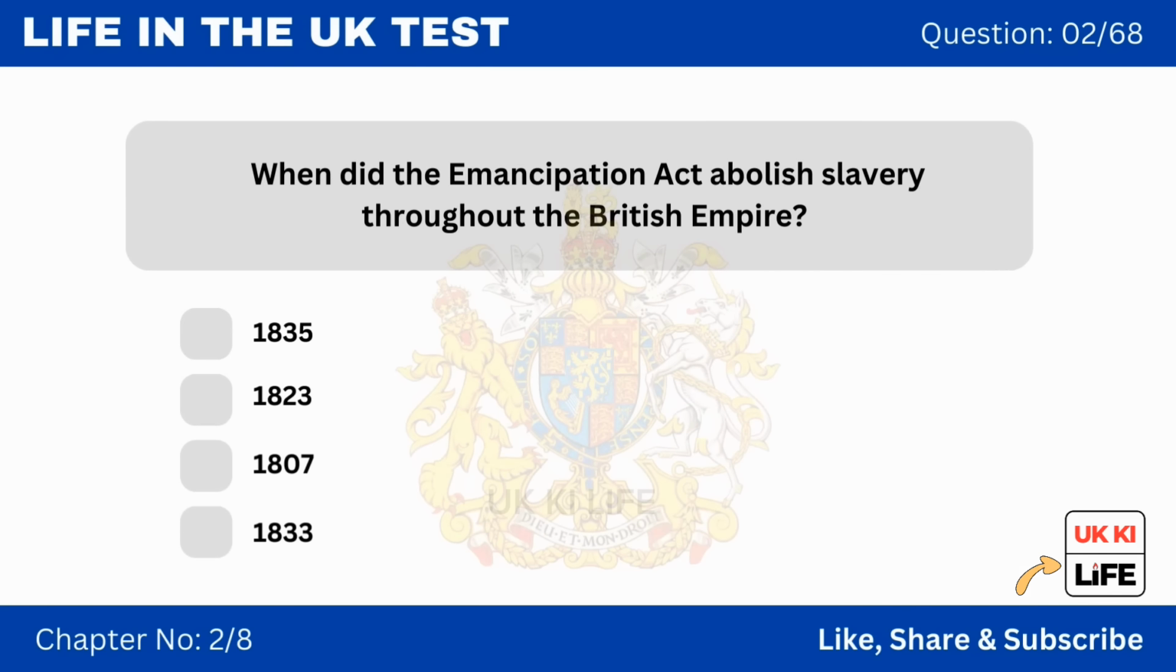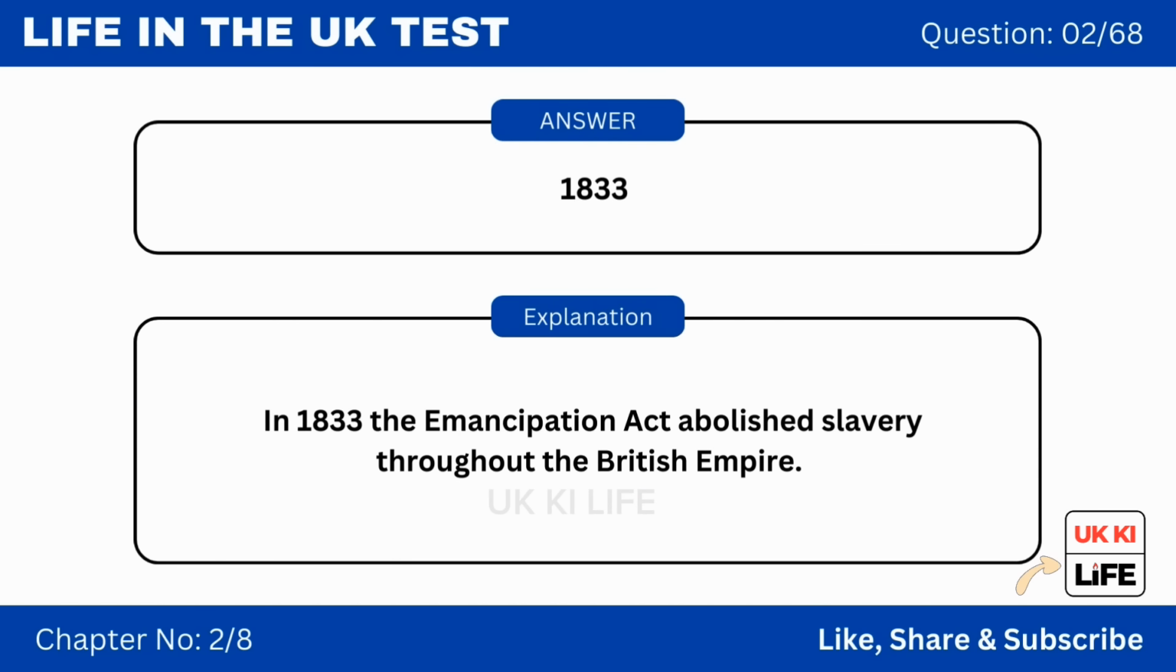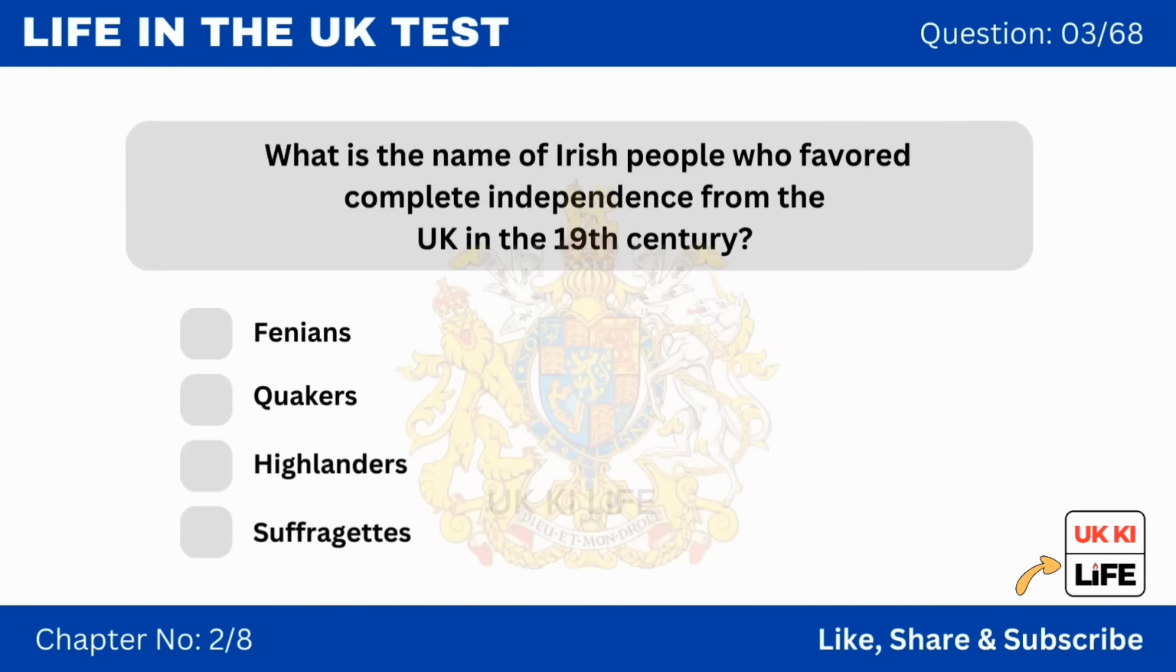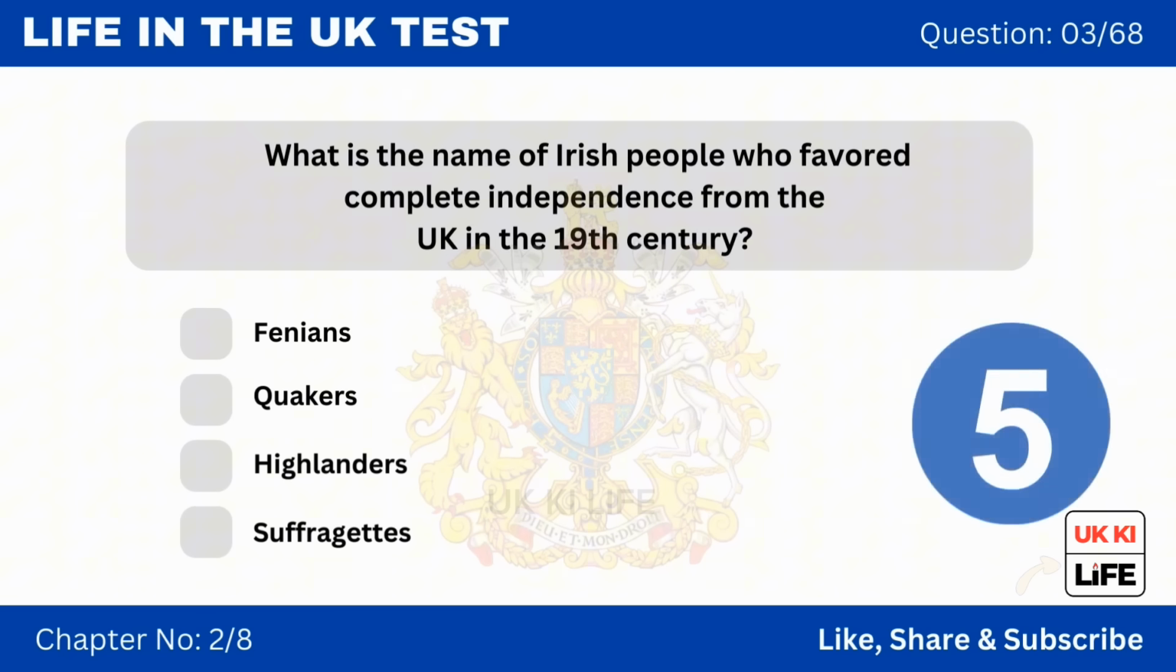The correct option is D. Explanation. In 1833, the Emancipation Act abolished slavery throughout the British Empire. Question 3. What is the name of Irish people who favoured complete independence from the UK in the 19th century? Fenians, Quakers, Highlanders, Suffragettes.